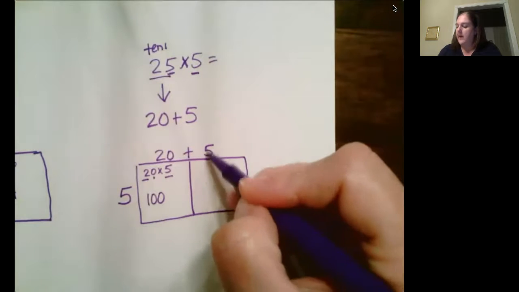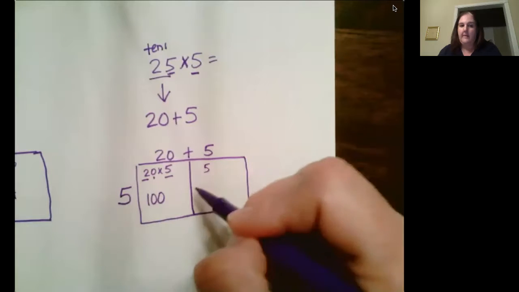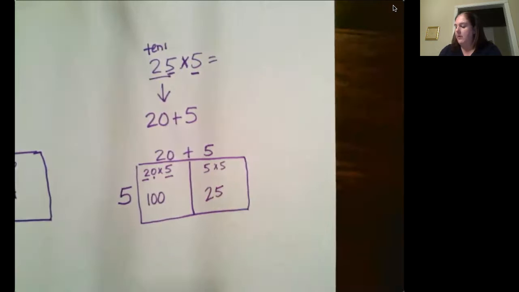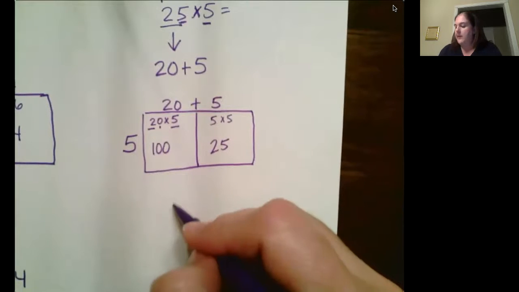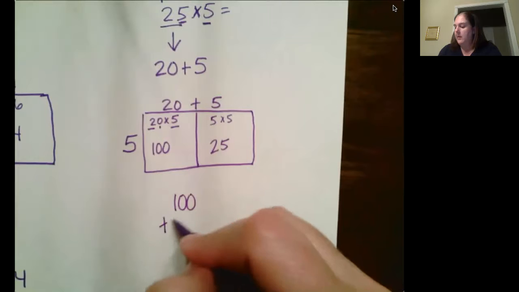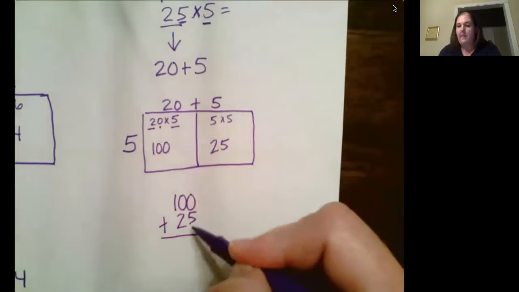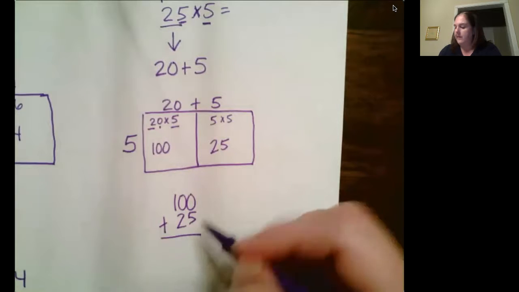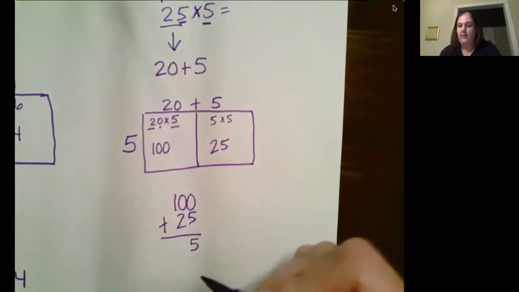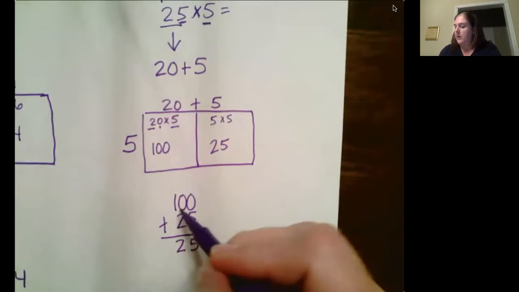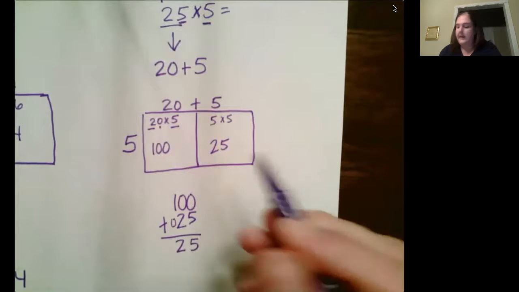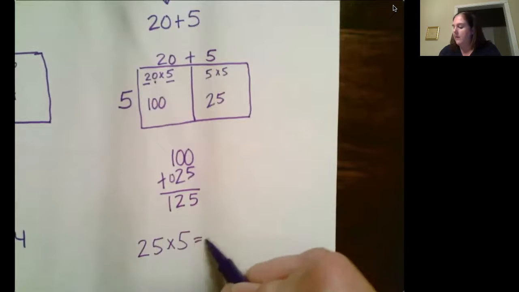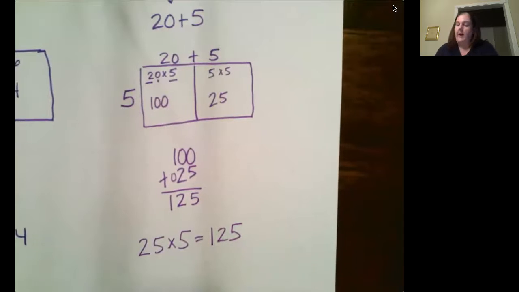Now this box, 5 is on top and 5 is to the side. 5 times 5 is 25. Last step is to add it. So take a minute and add 100 plus 25. Make sure your numbers are lined up. The 5 is under the 0 and the 2 is under this other 0 in the tens place. So 0 plus 5 is 5. 0 plus 2 is 2. And 1, and there's really a 0 there in the hundreds place, is 1. So 25 times 5 equals 125.